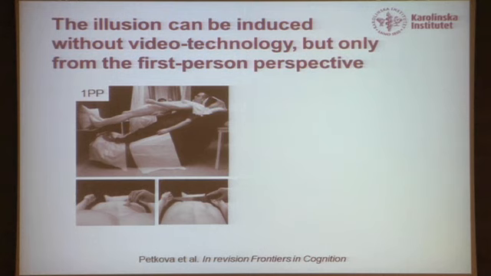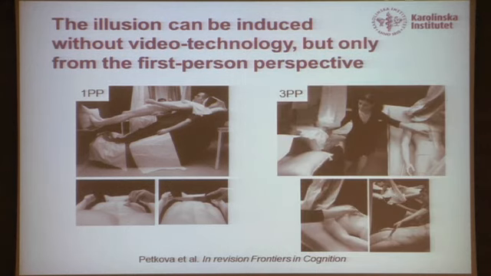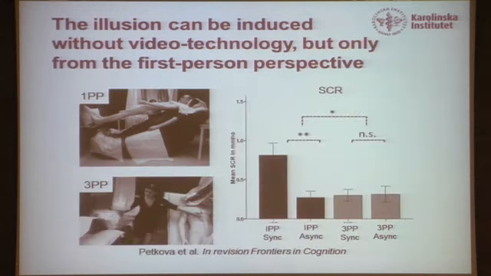It works very well, but only when you look down on the mannequin like this, not when you look at the mannequin lying on another bed outside your reaching space and you see the mannequin like a different person. The illusion doesn't work. Again, this fits with the idea that maybe the mechanisms of body ownership really operate in these hand-centered reference frames in near personal space.